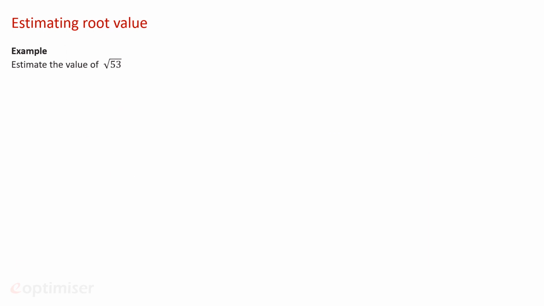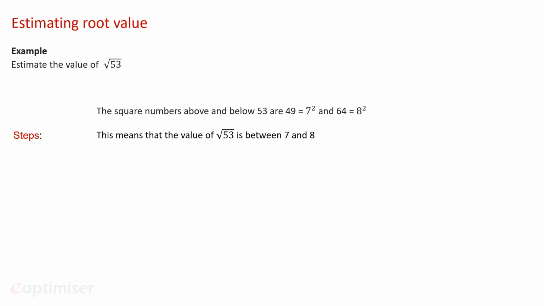Now we will estimate the value of the square root of 53. It is a similar mechanism. First step, you need to find the whole numbers: the highest square number less than 53 and the lowest square number greater than 53. Those are 49 and 64. 49 is 7 squared, the highest number less than 53. 64 is 8 squared, the lowest whole number greater than 53. So we know that the square root of 53 lies between 7 and 8.